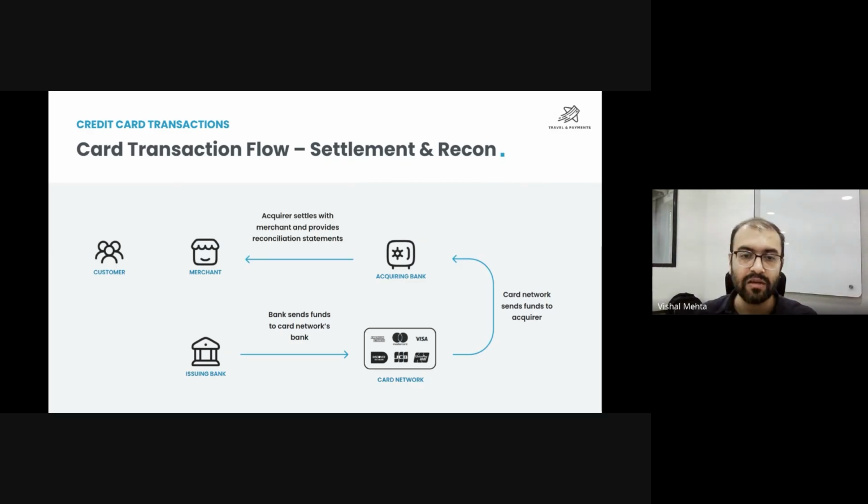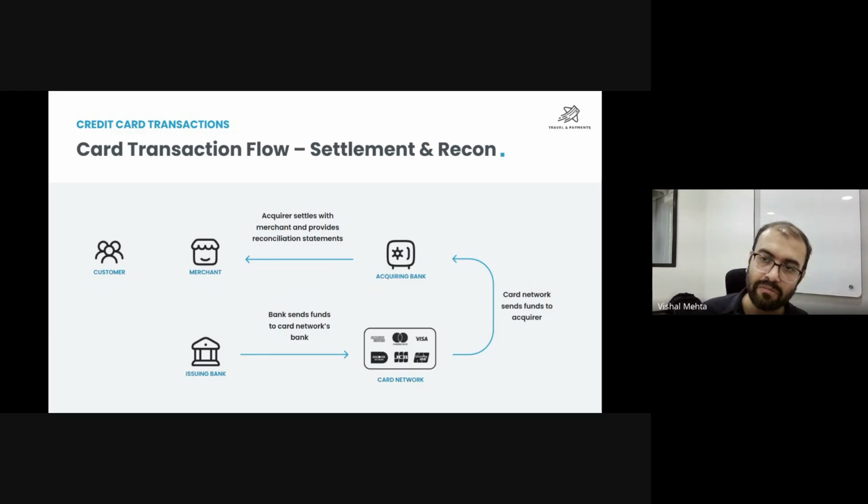And from there, the acquiring bank will settle with the merchant after keeping its share, and it will also provide the reconciliation layer. Right? It sounds simple, but of course it's very complicated. Processing a transaction is easy, but settlement and recon usually takes anywhere between 24 to 48 hours. And there are some countries like Brazil, for example, where settlement actually happens every 30 days.